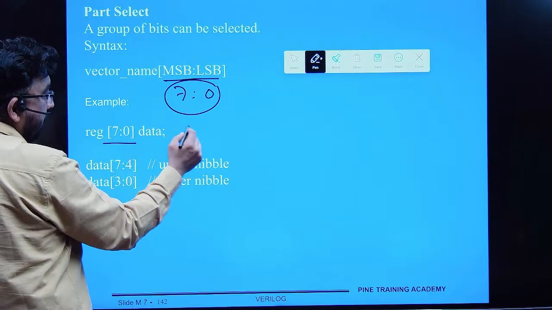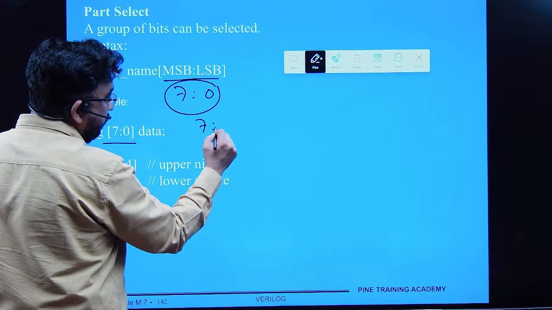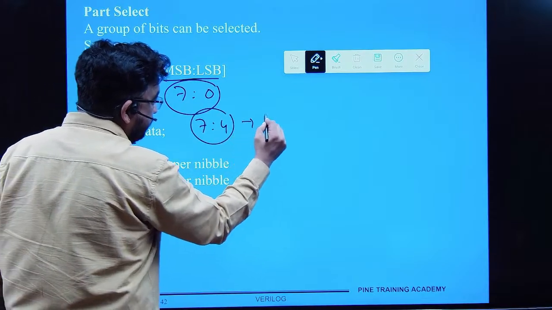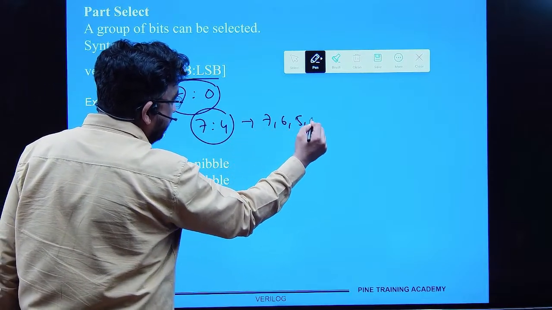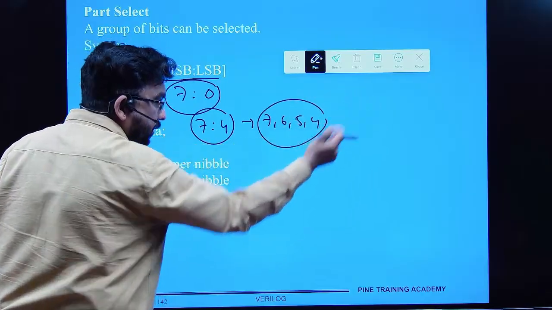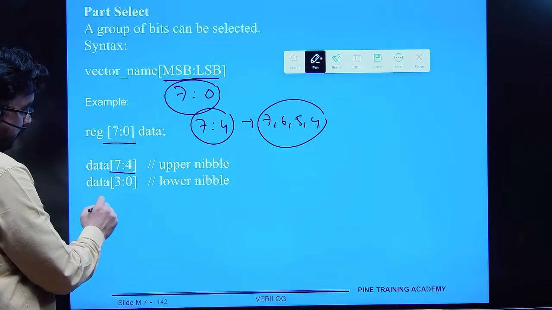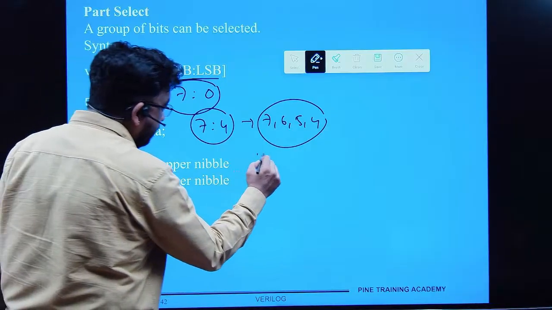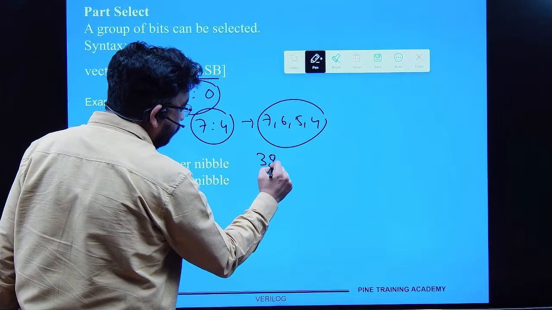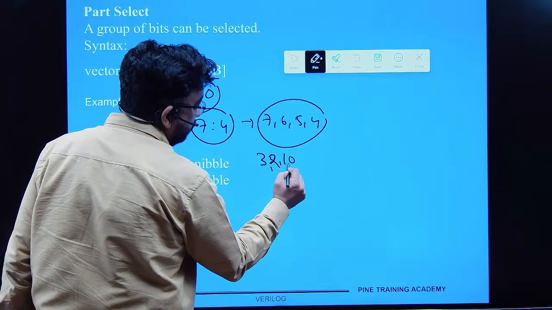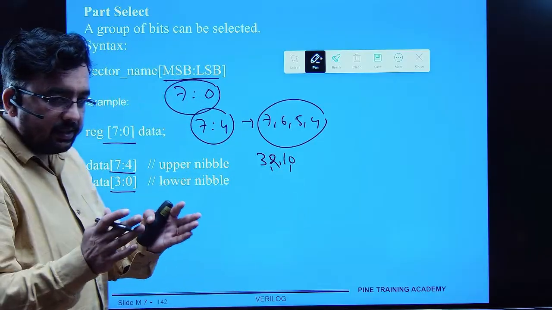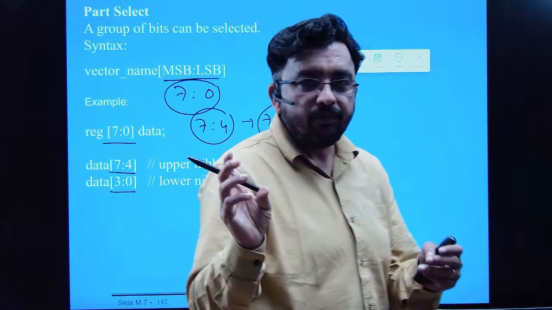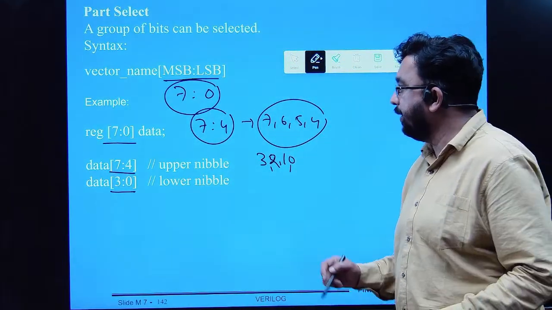For example, I am calling the bits between 7 to 4. That is 7, 6, 5, and 4. And I want to do some operation on them. So this is how. Data 3 to 0 means 3, 2, 1 and 0. Okay, so what does part select mean? That is a group of data.